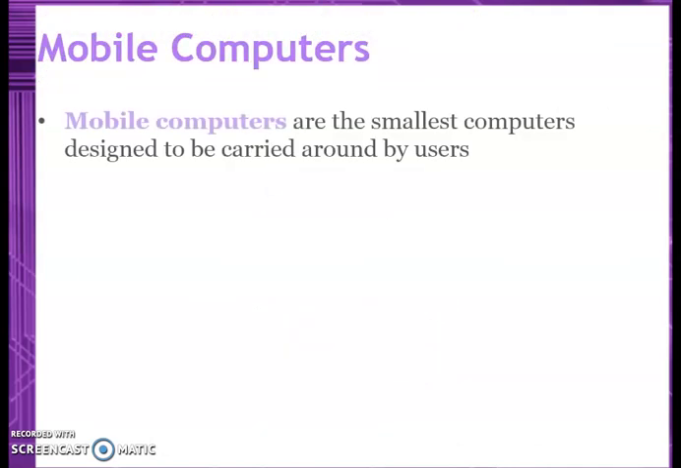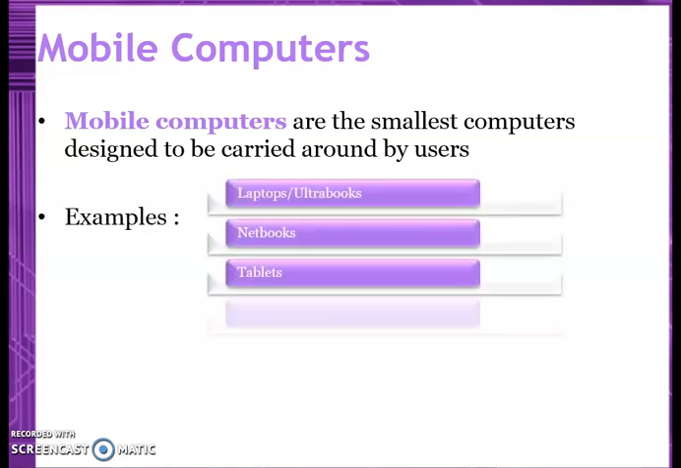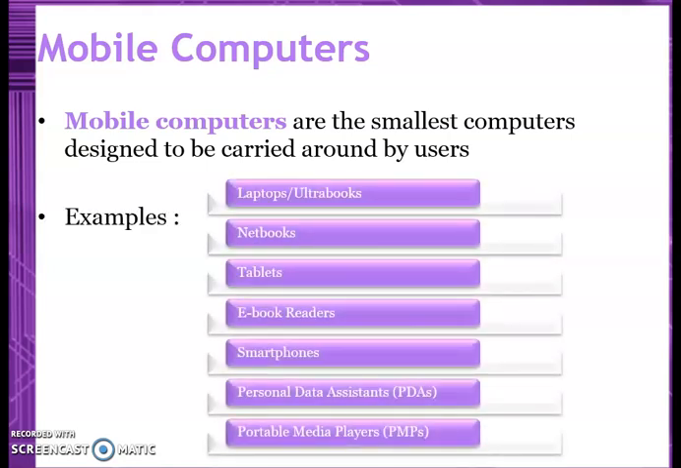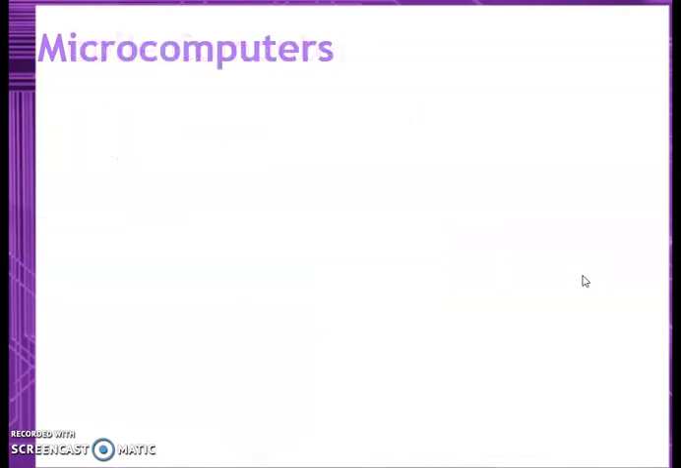Firstly, we will discuss mobile computers. Mobile computers are the smallest computers designed. Why are they designed this way? Just so that everyone can take them, either on their palms or on their laps. They can carry these mobile computers with them wherever they go. Their examples are laptops, notebooks, tablets, e-book readers, smartphones, personal data assistants, and portable media players.